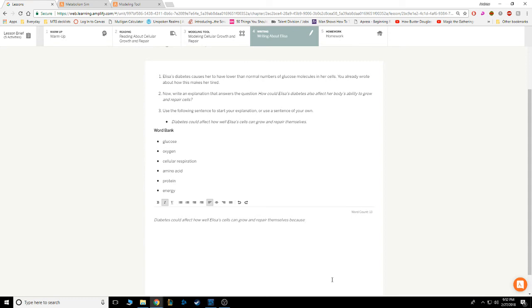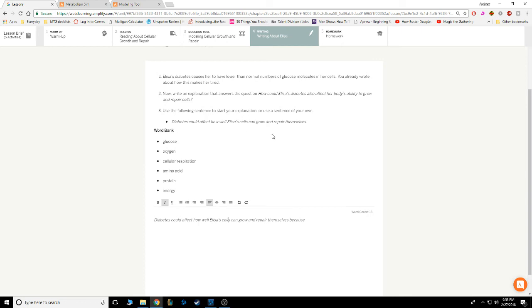Here it is. I'm going to use as many of these words in the word bank as possible. The word bank includes 1, 2, 3, 4, 5, 6 different words you should try and use. So here's my explanation using all 6 words. Diabetes could affect how well Elisa's cells can grow and repair themselves because her body is unable to combine as much glucose with oxygen as it needs during cellular respiration to make energy. This is because her diabetes makes her unable to get glucose. Without this energy, the amino acids in her body cannot combine to make proteins, which she uses to grow her body and repair the cells in her body.